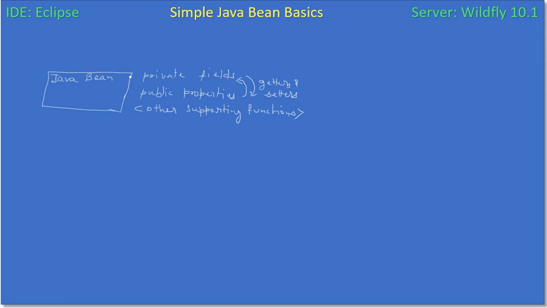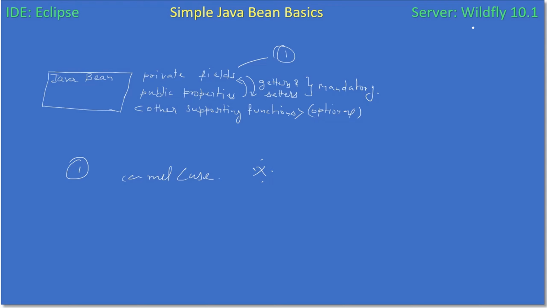Alright, so if you see, a JavaBean is a regular class with private fields and public properties that access these fields through getters and setters. There are other supporting functions also, but that one is optional, while these two are mandatory. When we talk about the fields, they should be in camel case. This is very important.